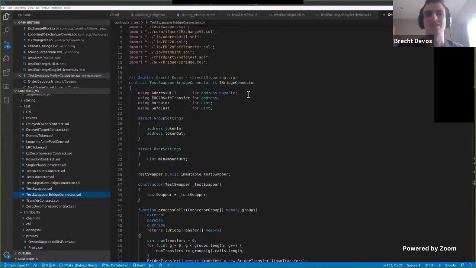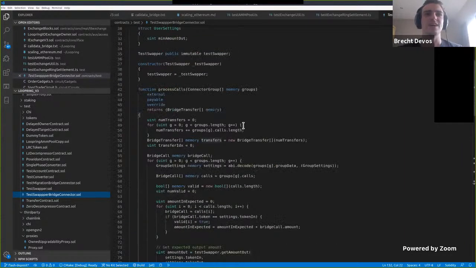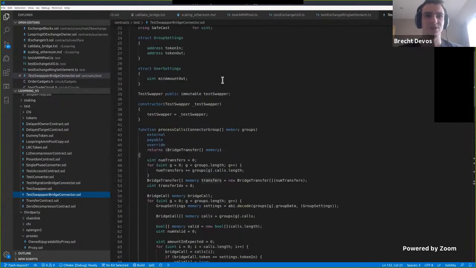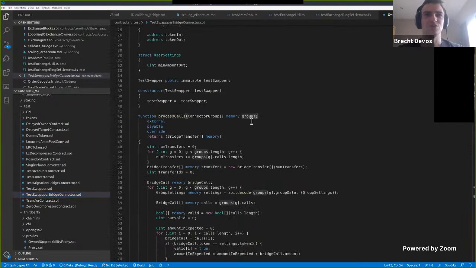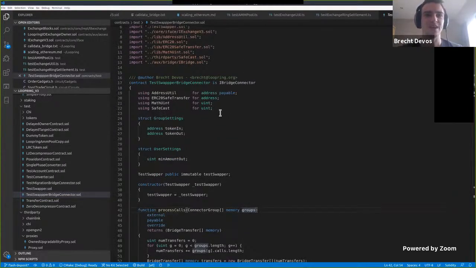So this is how you would create a connection to a Yearn vault, a Uniswap connector, or some kind of token swap connector. You just implement the process calls, and you get the groups. This is a swap example, which mostly follows a Uniswap layer 1 dApp.